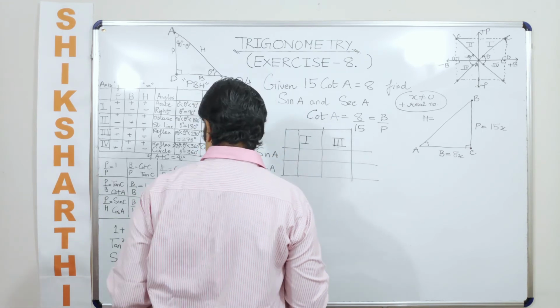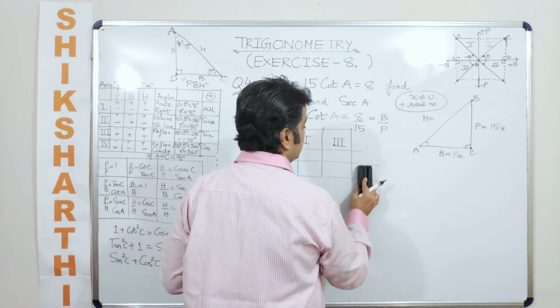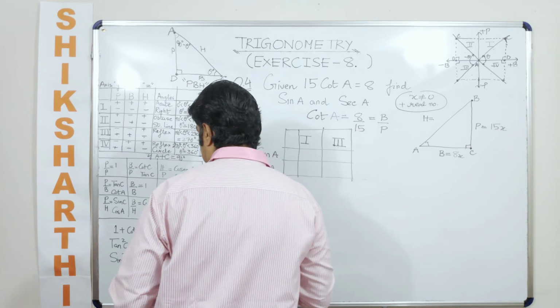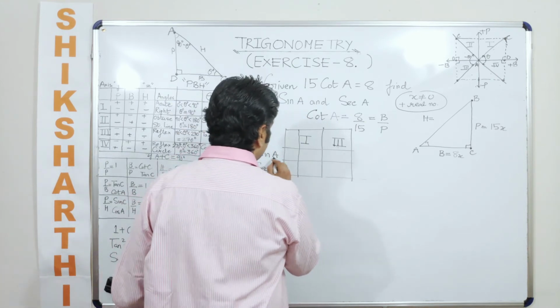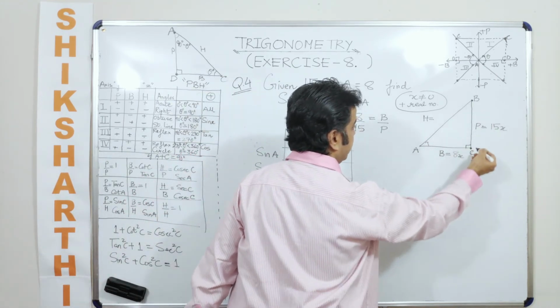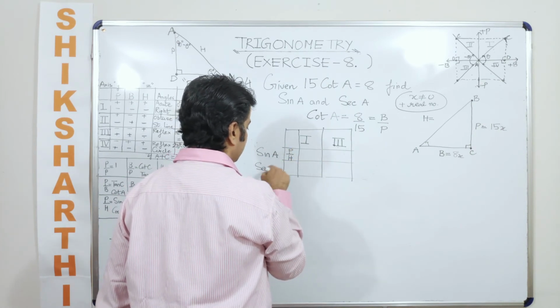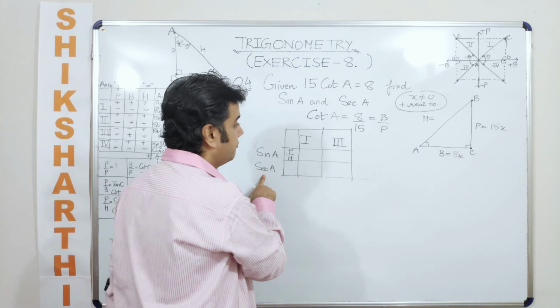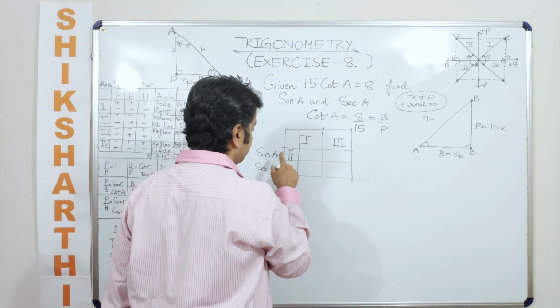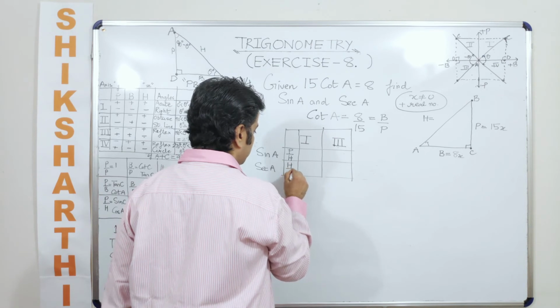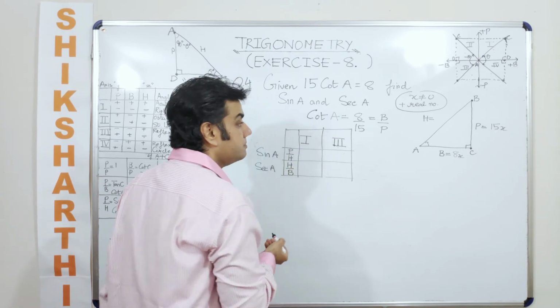So make it as objective as possible, because once you get the requisite values, then you can just substitute the values in the question here. Now we know that sine A will be perpendicular upon hypotenuse, and sec is what? It is the reciprocal of cos. So cos is base upon hypotenuse, and sec A becomes hypotenuse upon base.